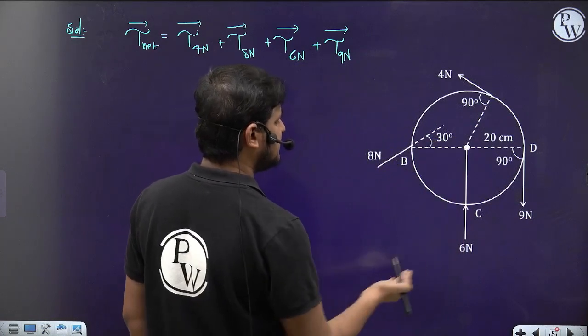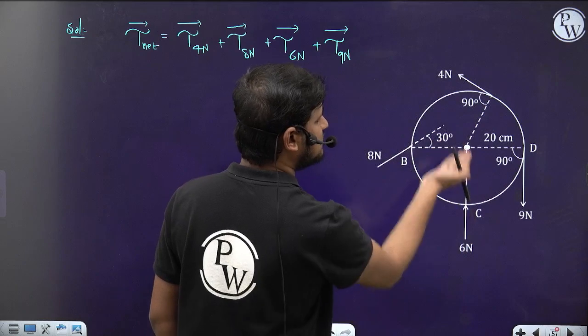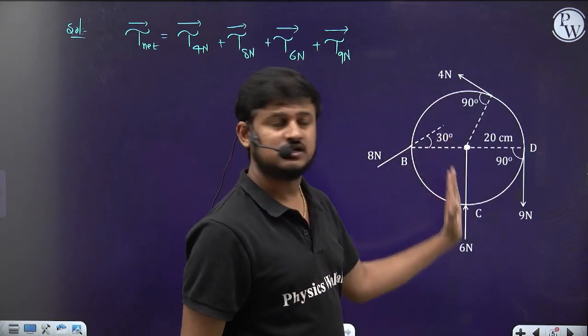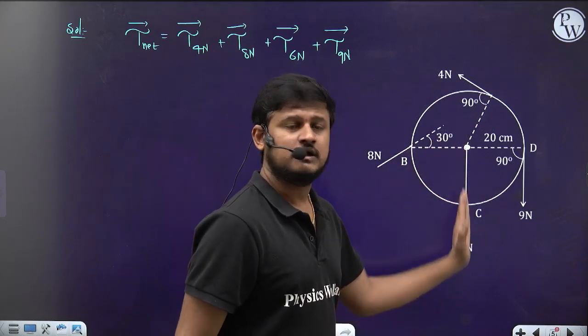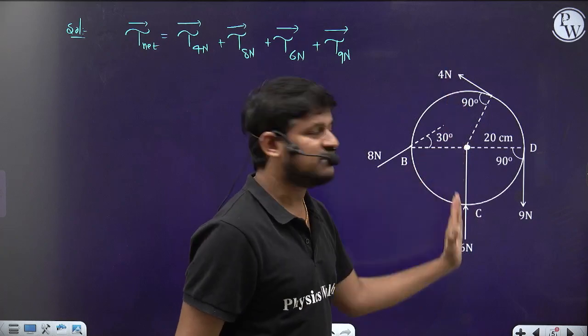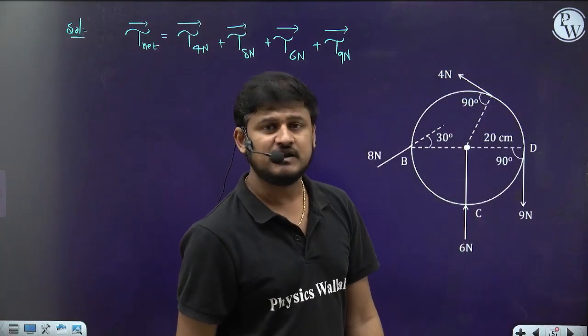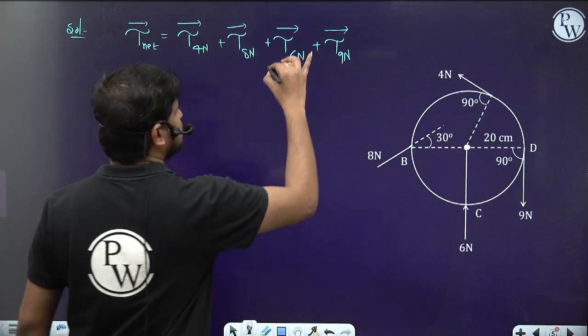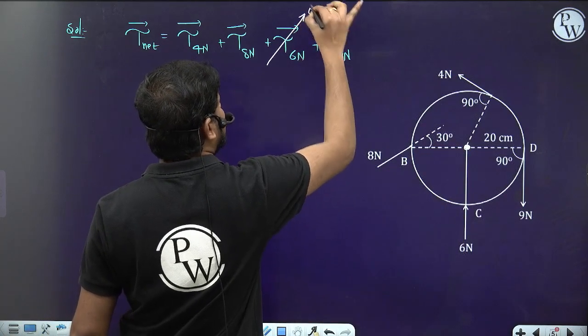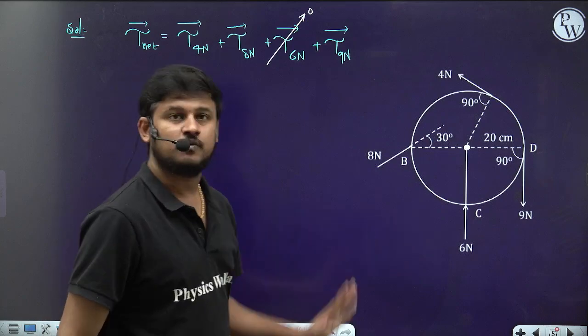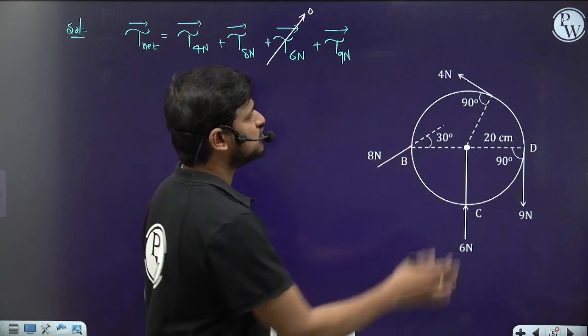So shall I say that the 6 newtons force is acting through the center? Yes or no? If any force is passing through the axis of rotation, the torque due to it will be 0. So shall I directly say that the torque due to 6 newtons force is 0? Now we need the torque due to these other forces.